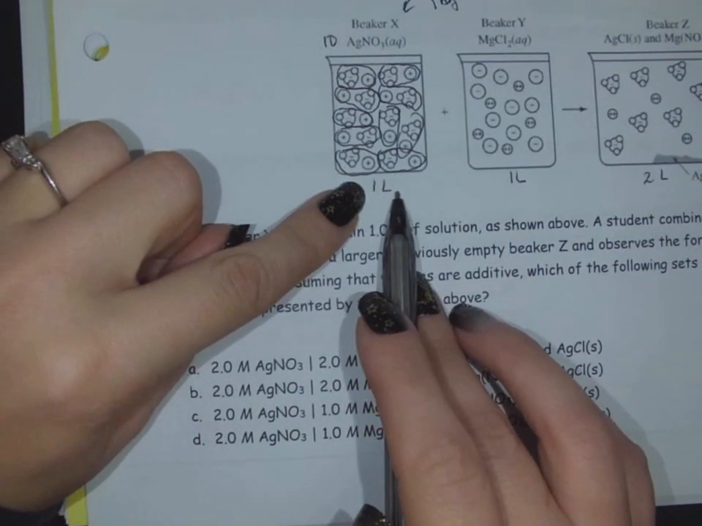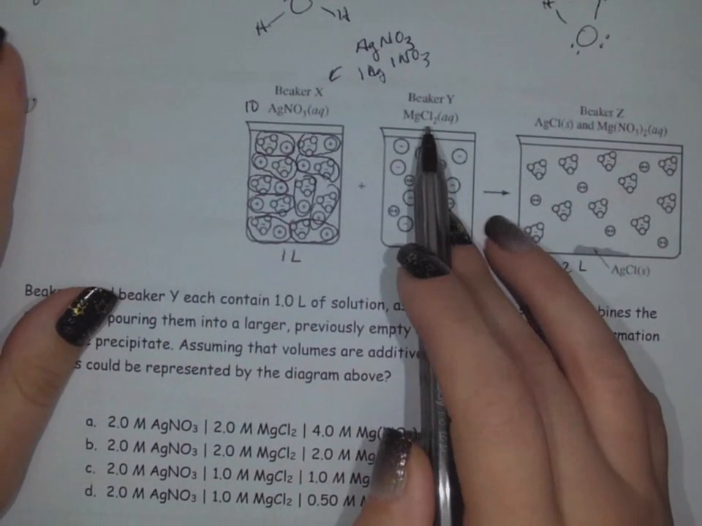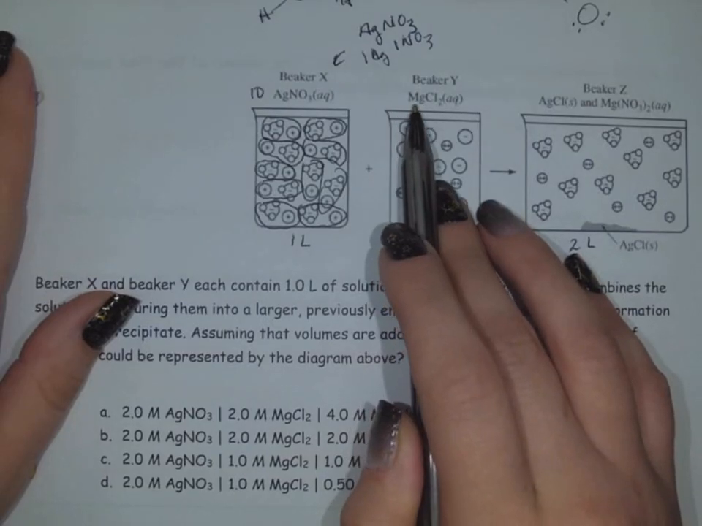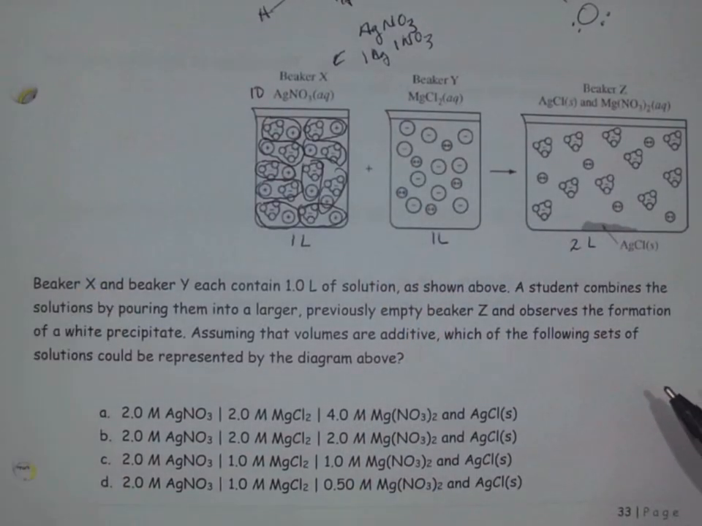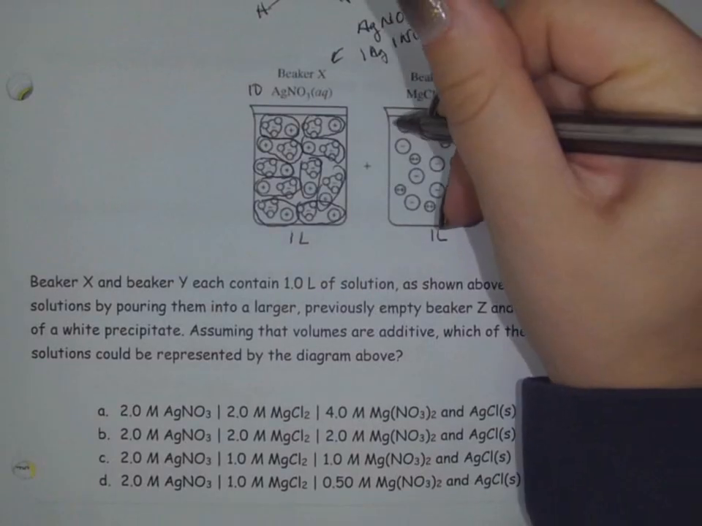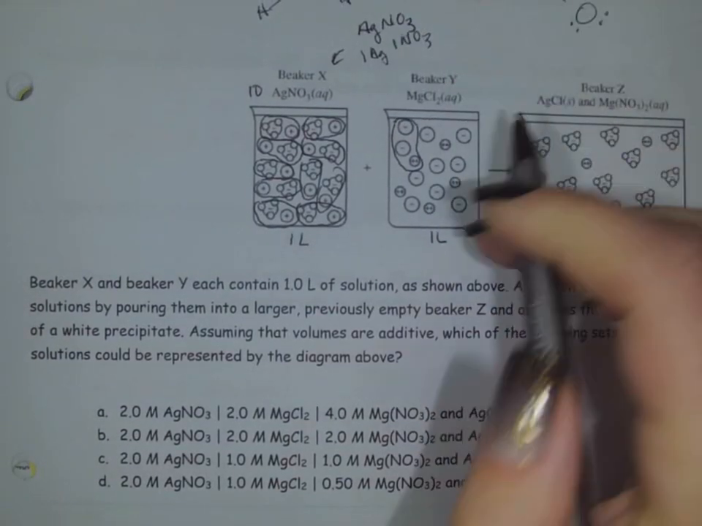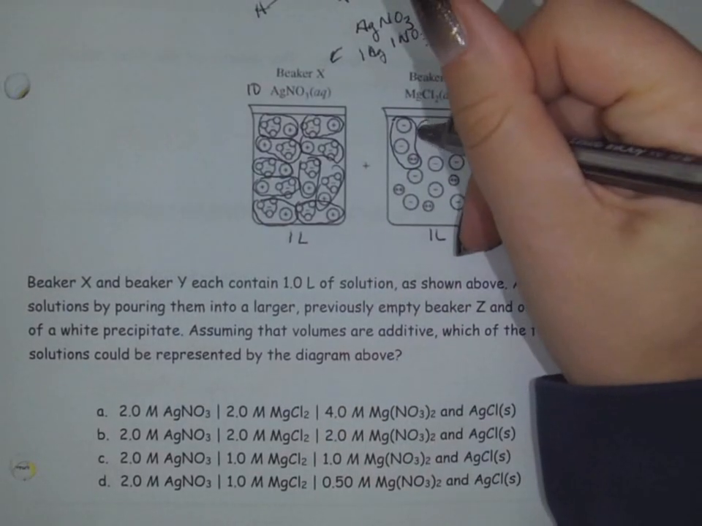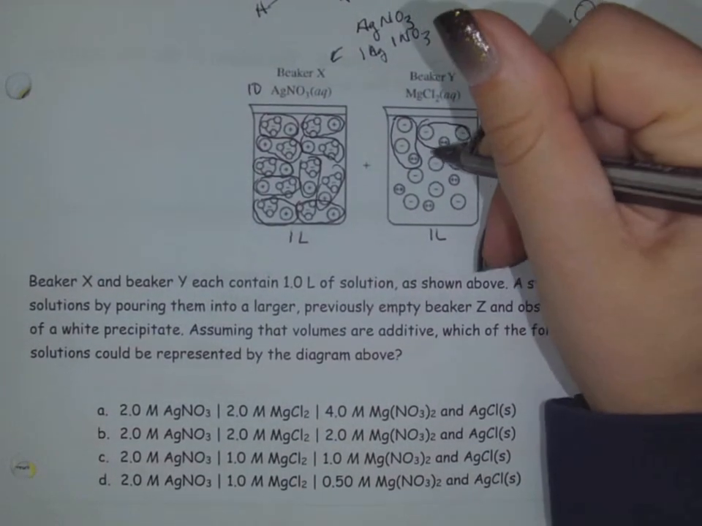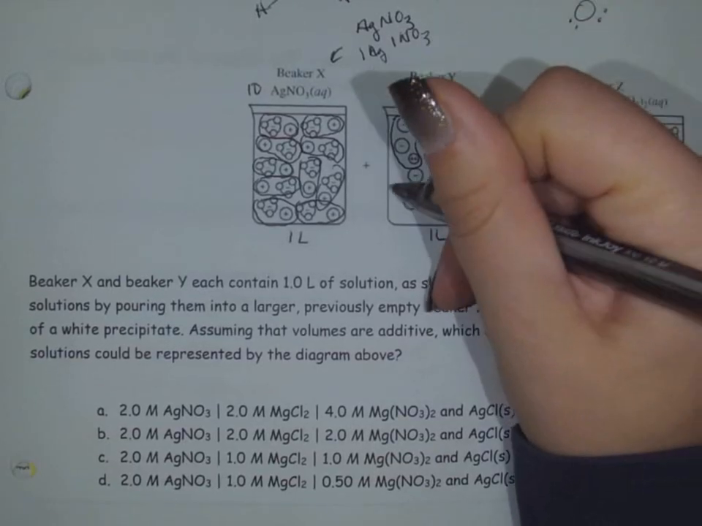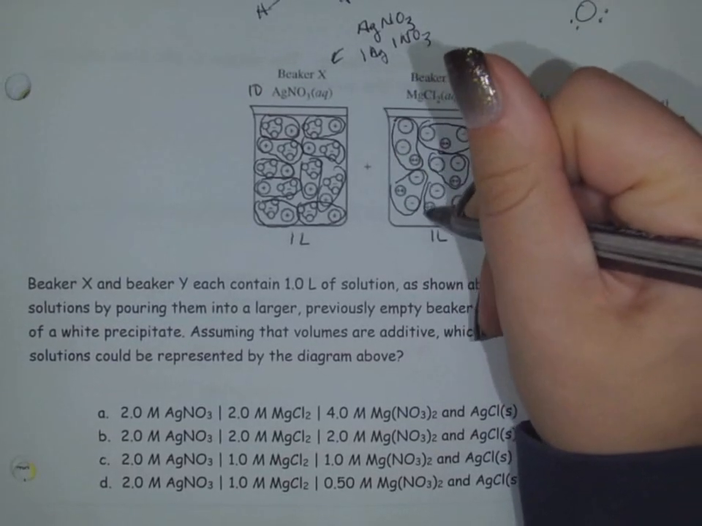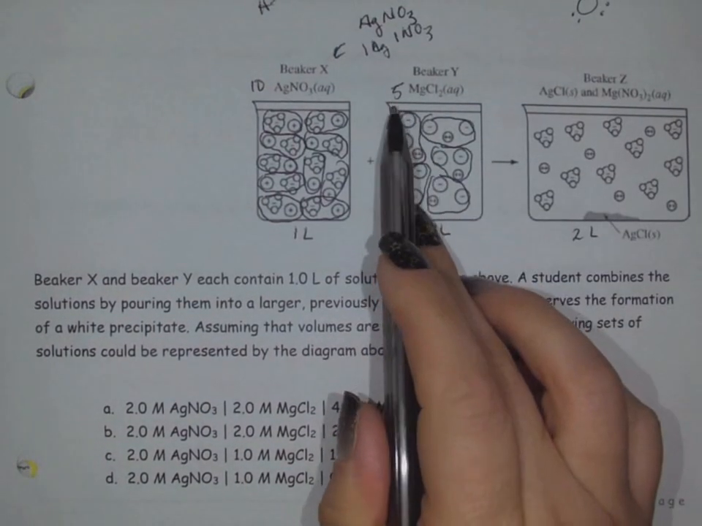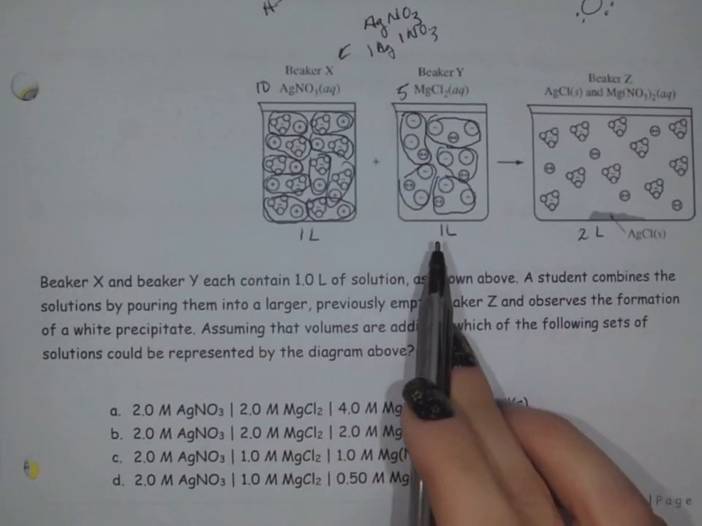Okay, what about MgCl2? So 1 magnesium and 2 chlorines. Let's circle these and see how many combinations we have. 1 magnesium and 2 chlorines. So there's 1 combination, 1, 2, 3, 4, 5. Oh, so there's only 5 of these in the 1 liter.